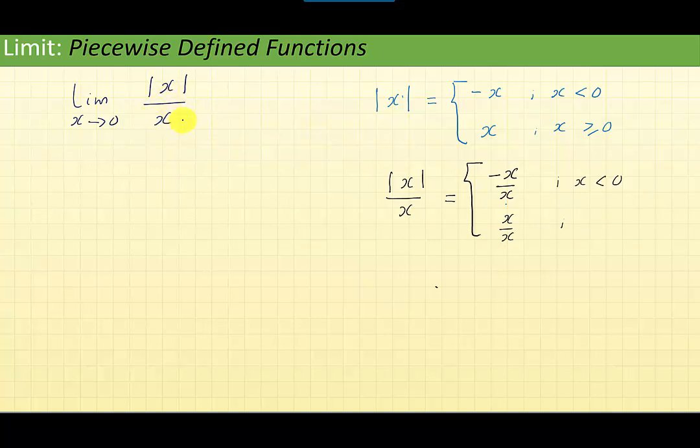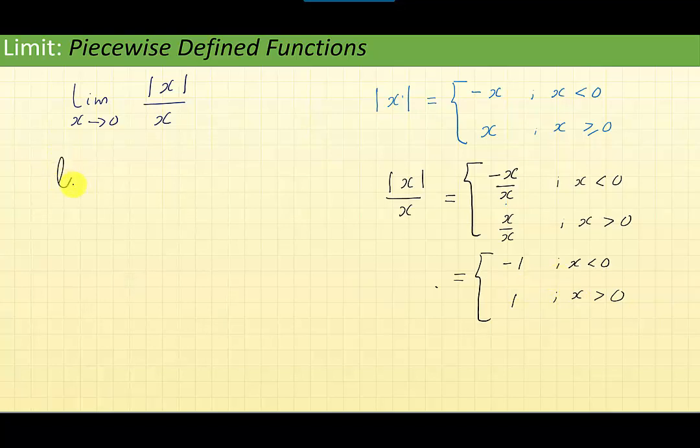That means the domain of this function is all real numbers except 0. So we should ignore 0. That means x is greater than 0. That is equal to: absolute value of x over x is negative x over x, which is negative 1 if x is negative, and x over x, which is 1 if x is greater than 0. So that means absolute value of x over x is a piecewise defined function. So therefore we need to find the left limit and the right limit.